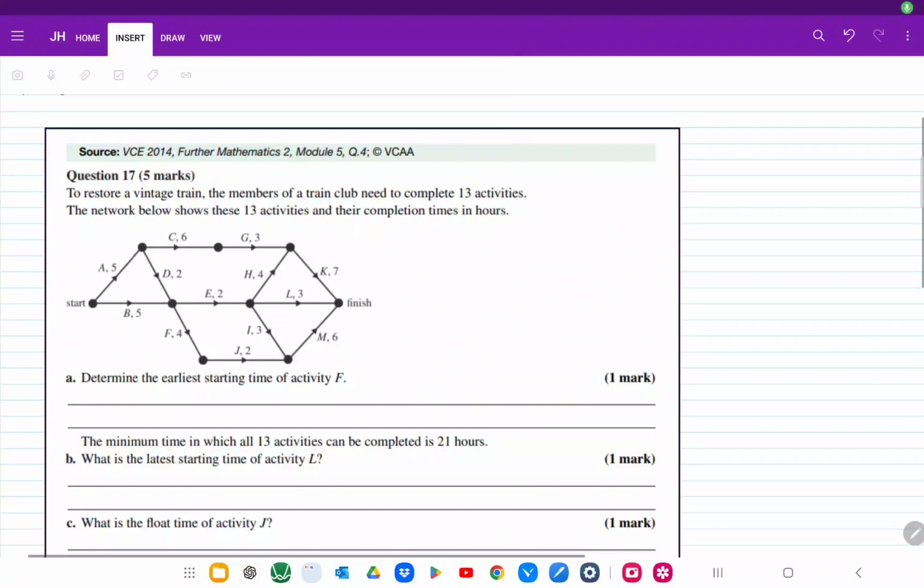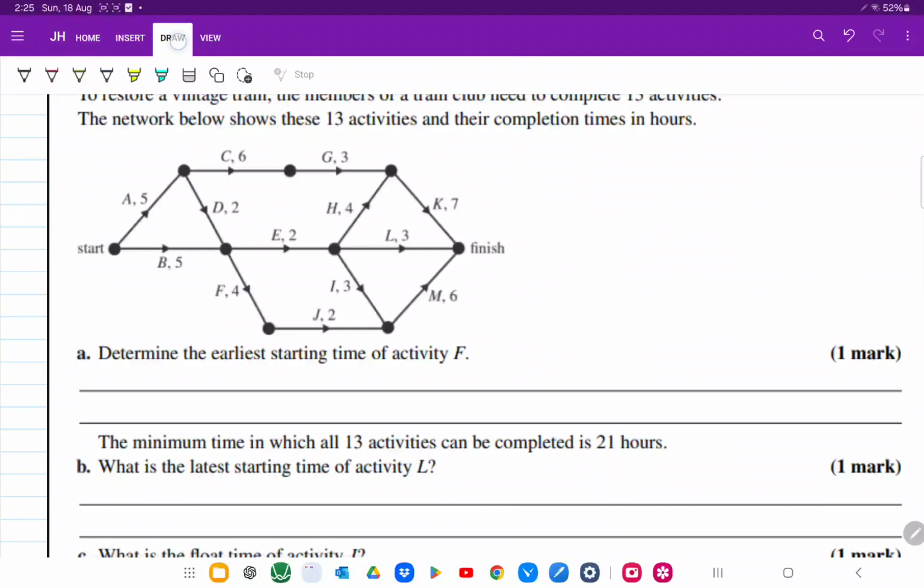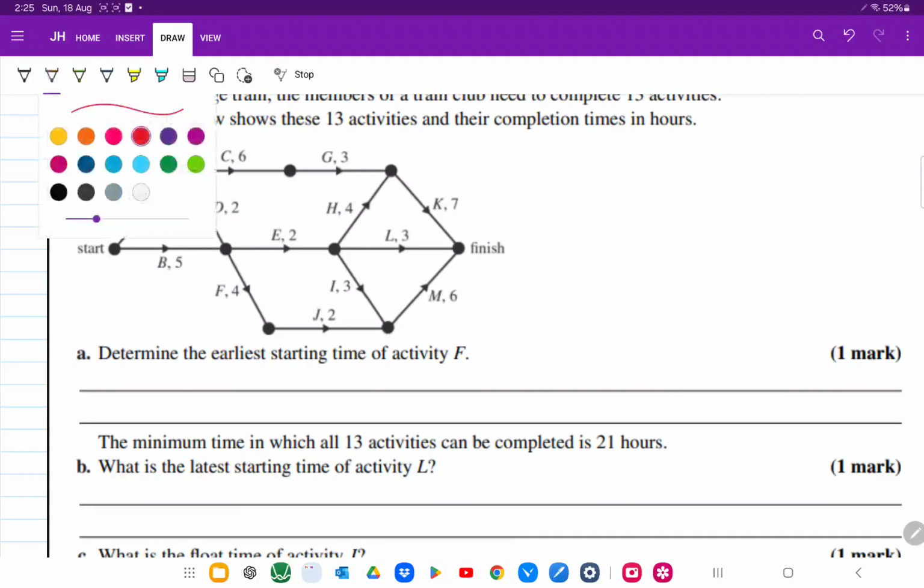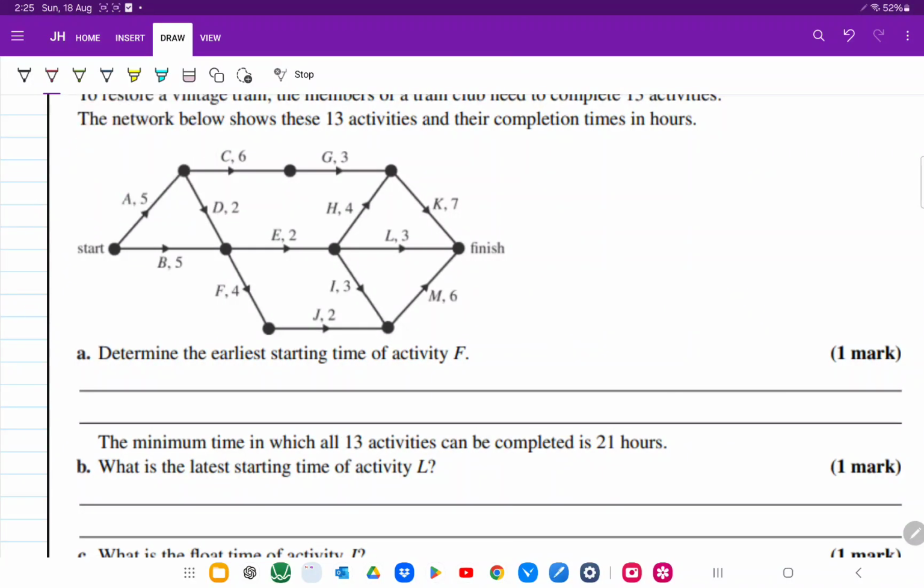This last question is from the 2014 exam. To restore the vintage train, the members of a train club need to complete 13 activities, as shown in the network below. Determine the earliest start time for activity F. If you already know how to do this, just skip this. However, I'm just going to go through this for the sake of the question.